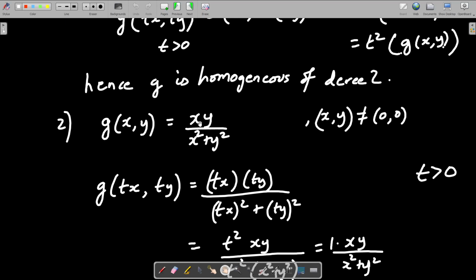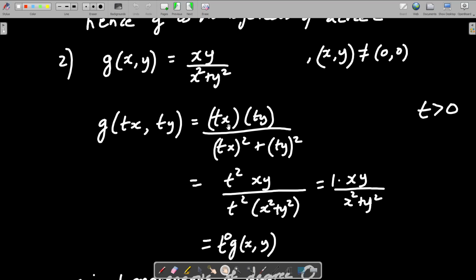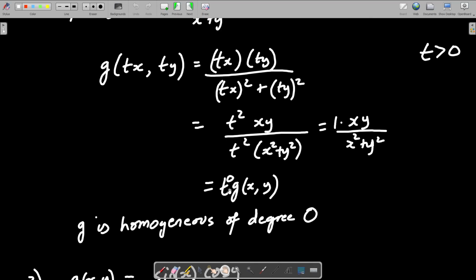Now notice in the second example, what's the degree of x here? 1. y is 1. So 1 plus 1 will give you 2 because they are multiplied together. Since they are getting multiplied, the degree of the xy term is 2. What about the denominator term degrees? This is 2, this is 2. This is going to remain separate. This is addition, so the degrees are not combined. So the denominator is of degree 2, the numerator is of degree 2. Hence the degree of homogeneity over here is 0.